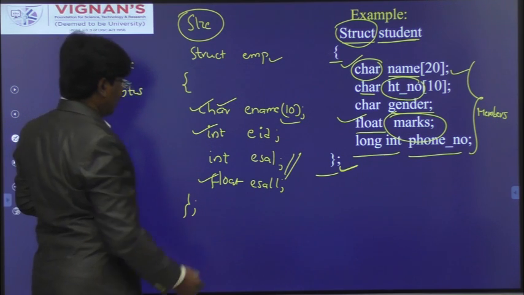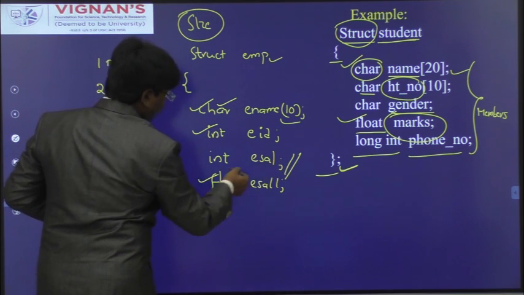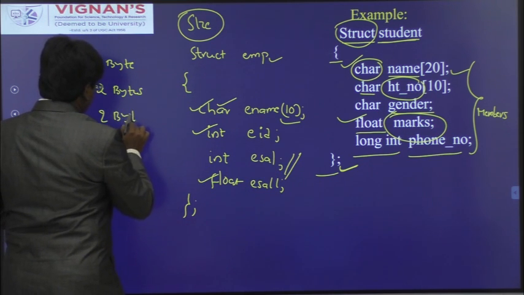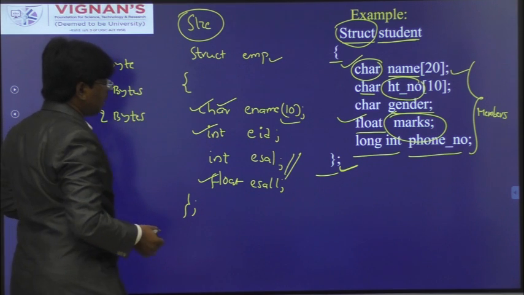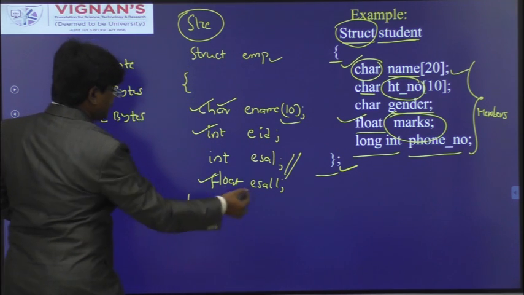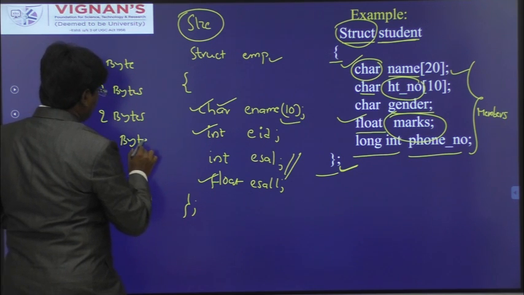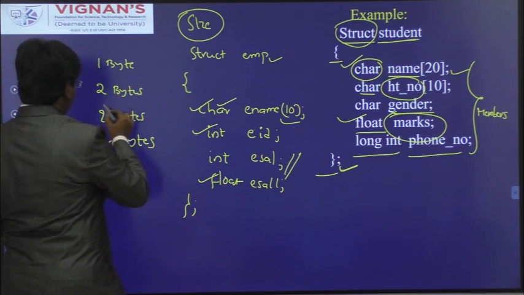Again I have represented this in comments. If you want to calculate this, you can take this also; it also has 2 bytes. After that, I have written float. Float means eSalary. What is the size of float? 4 bytes. Generally we think 1 byte, 2 bytes, 2 bytes, 4 bytes.